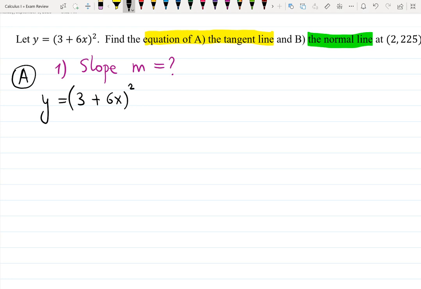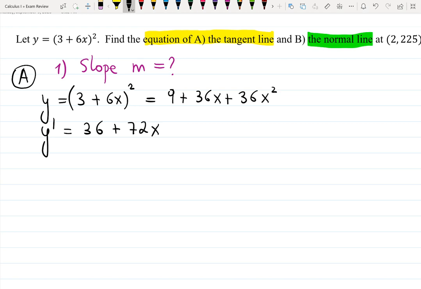If you know the chain rule by this moment, then you already can do the derivative faster. If you don't, don't be afraid, just use the square of the sum formula. 3 squared is 9, plus 3 times 2 is 6, 6 times 6 is 36x, plus 6 squared, 36x squared. Then y prime becomes 9 gives you 0, 36x gives you 36, plus 36x squared is 72x. And that's going to be my slope for all kinds of points. So it's a derivative here.